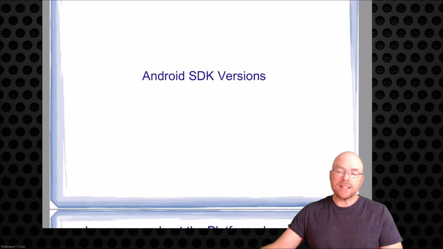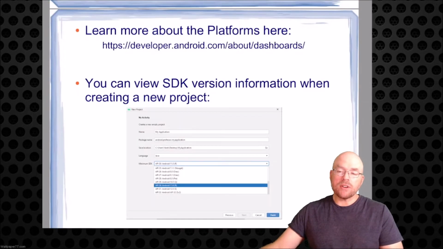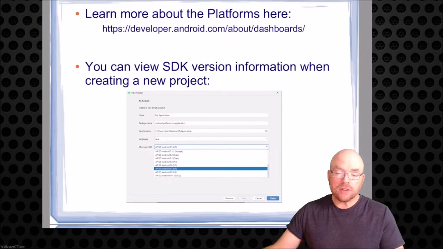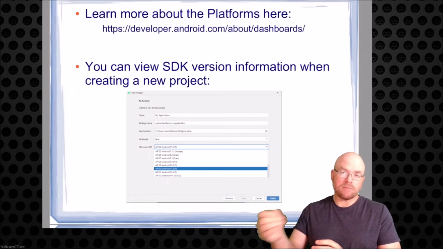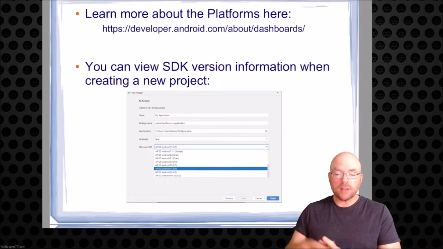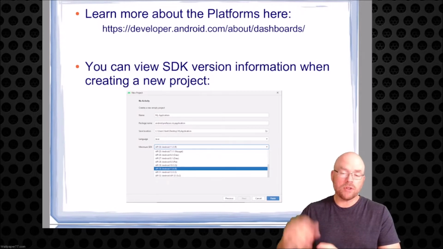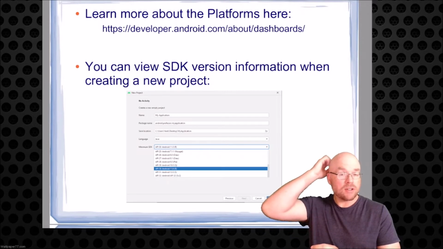So, Android SDK versions. There are all kinds of different versions of Android. When you first create a project, you have to specify the minimum software development kit, the minimum SDK. You can see here in the slide that we've got that drop-down menu. What this is saying is, this is the oldest version of Android that we're going to support. This is the minimum. If you want to use our app, your version of Android must be at least this. Otherwise, you can't download and install it on your phone.